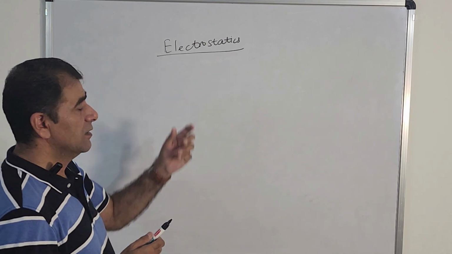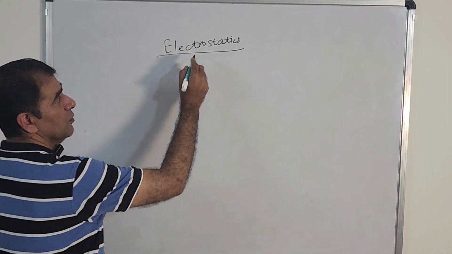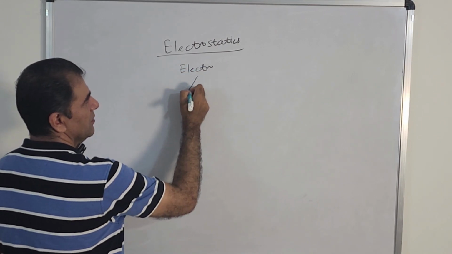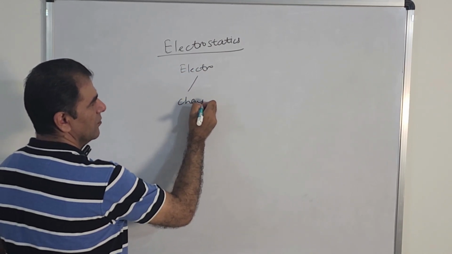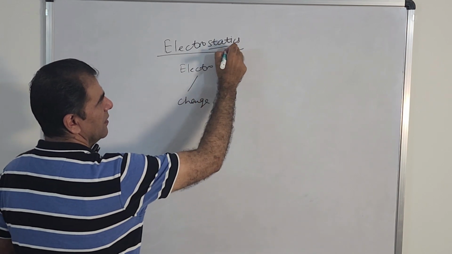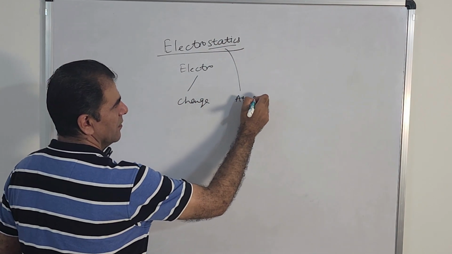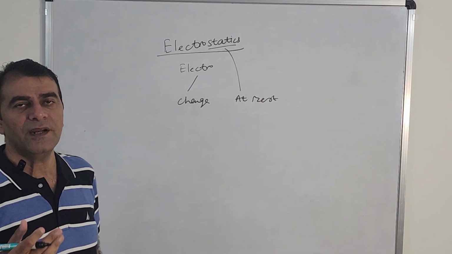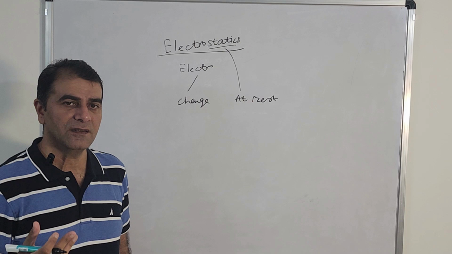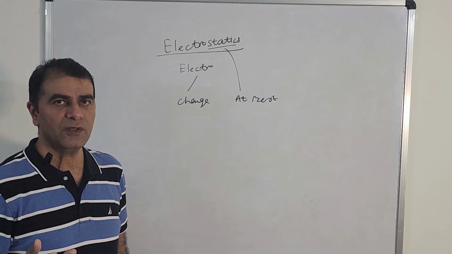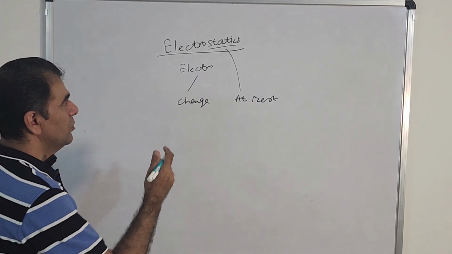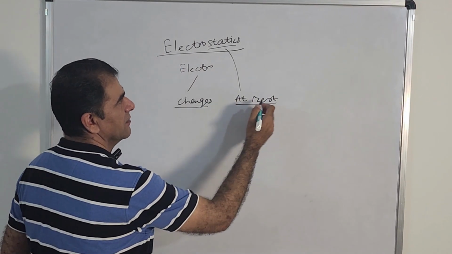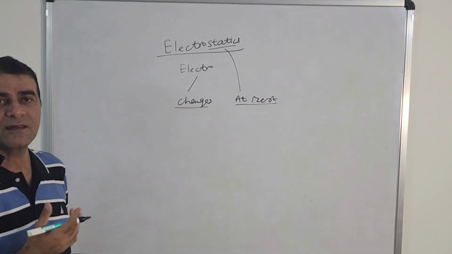So the word electrostatics comes from two words. One is electro, which is nothing but charge actually, and static means at rest. When we say that something is static, static means at rest. When we say dynamic, it means it is in motion. Two things are there. So the study of charges at rest is nothing but electrostatics.